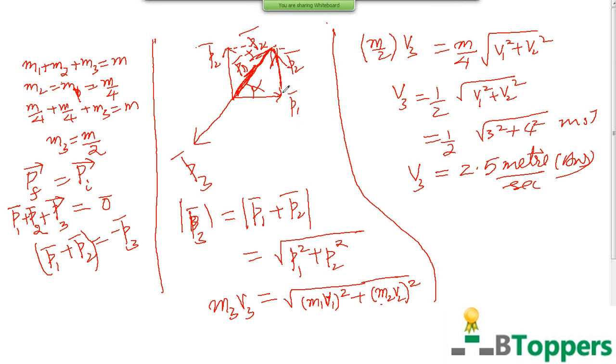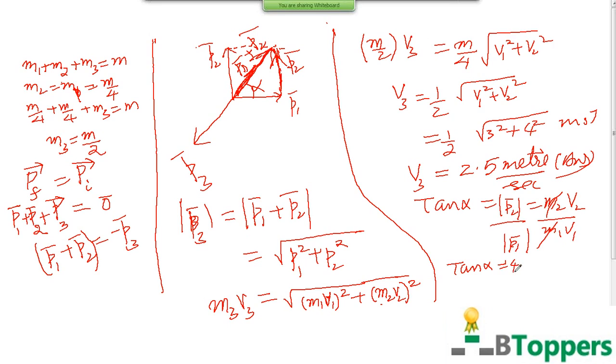Rectangle opposite sides are equal, so you can take the length of this side also equal to mod of P2 bar. So tan alpha you can write as mod of P2 bar by mod of P1 bar. That is M2 V2 by M1 V1. Here M2 and M1 are equal. So you get tan alpha equal to V2 by V1. V2 is 4 meter per second, V1 is 3 meter per second. So you get alpha equal to tan inverse 4 by 3. That will be nearly 53 degrees.